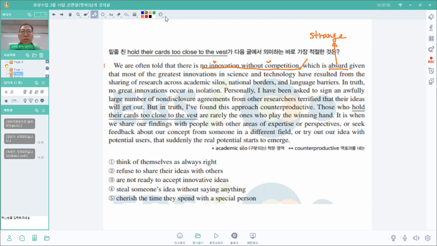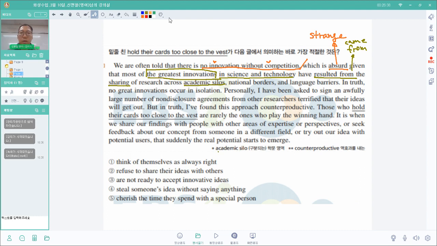The reason is because, given that most of the greatest innovations in science and technology have resulted from the sharing of research across academic silos. All the greatest innovations in the science and technology area came from sharing, not from competition. They came from sharing across academic silos.